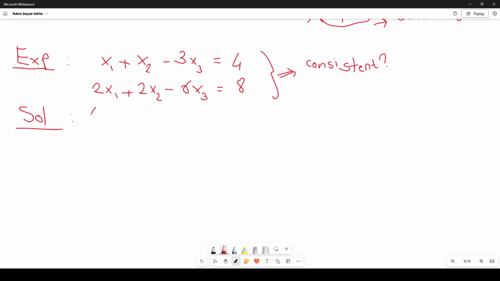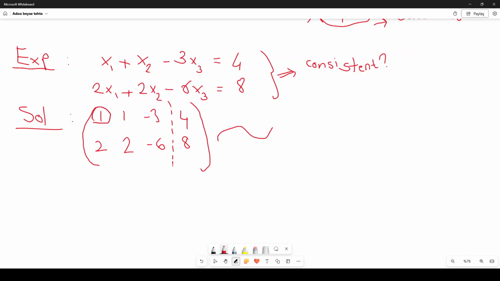First of all, we write our system in the augmented matrix form: 1, 1, minus 3, 4, and here we got 2, 2, minus 6, and 8. Then in this case we don't have a row echelon form right now, right? Because the first pivot element is 1 in the first row, which is a non-zero row, by the way. And below the first pivot element we have 2, so it should be eliminated.